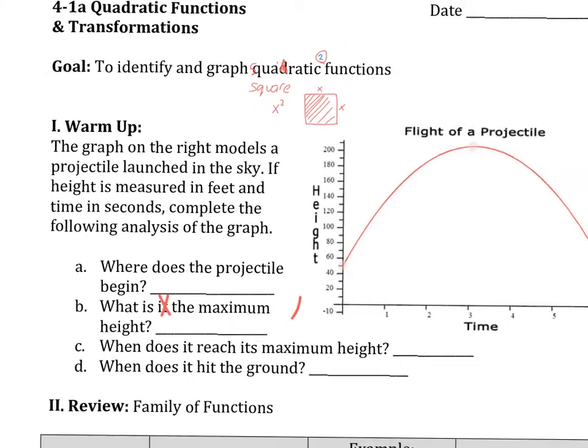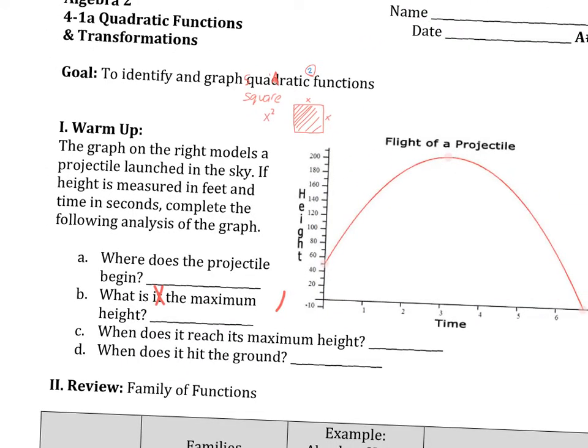And let's see here. This graph models a projectile. Project, to throw. Something starts here, comes up, and then what goes up must come down. The graph on the right models a projectile launched in the sky. If height is measured in feet and time is in seconds, let's complete the analysis of this graph. Where does the projectile begin? Well, at 0 seconds, this thing is at 50 feet up. So where does the projectile begin? It begins 50 feet up.